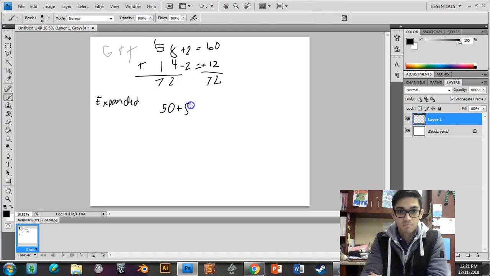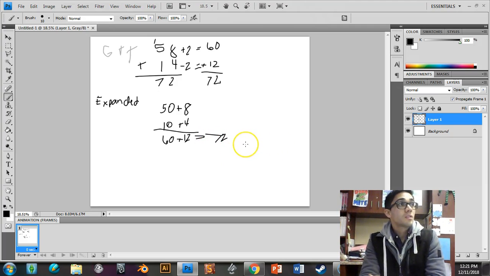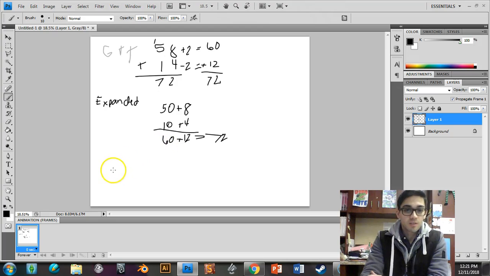So we'll take the same numbers and write them in expanded form. 50 plus 8 is how we write 58 in expanded form. And then 10 plus 4. Okay, now we can add those together. So we have 60, and we have 12, and those together make 72. Got a little out of control right here. So there we have that, and then we also have our number line addition.